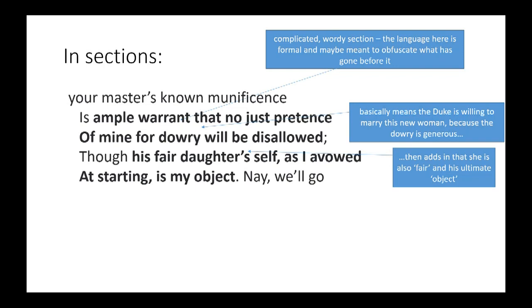And he's, could we move on? Let's move on. Let's talk business now. Basically, to translate it, the Duke is willing to marry this new Duchess because the dowry is generous. He's going to be paid handsomely for her hand by the woman's family and father. But then adds in as an afterthought a bit, "though his fair daughter's self, as I avowed at starting, is my object."